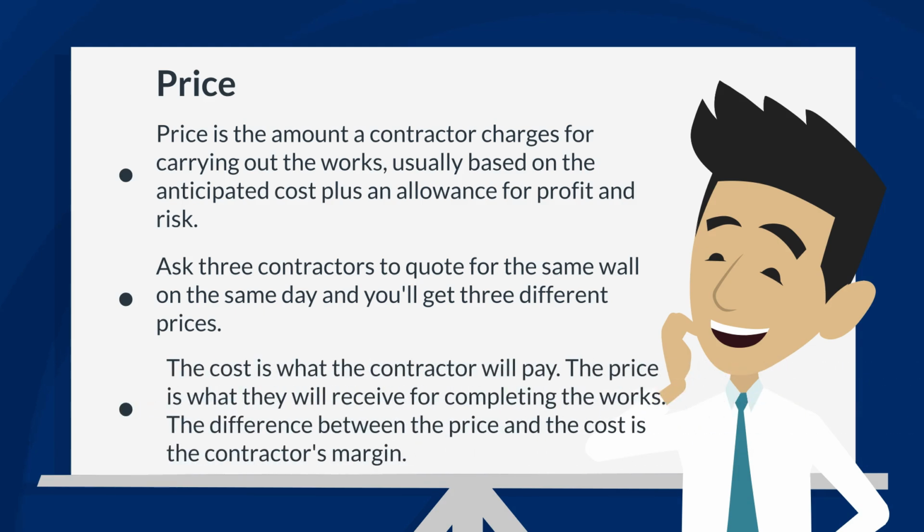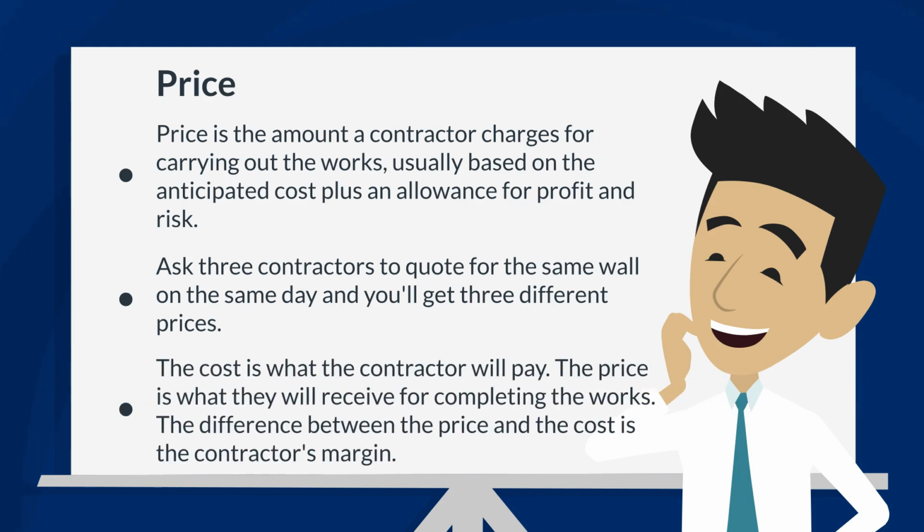The cost is what the contractor will pay. The price is what they will receive for completing the works. And the difference between the price and cost is the contractor's margin. If you're working on a cost reimbursable contract, the price will increase or decrease depending on the cost. If you're working on a fixed price or lump sum contract, the price is fixed and the risk of cost fluctuations sit with the contractor.